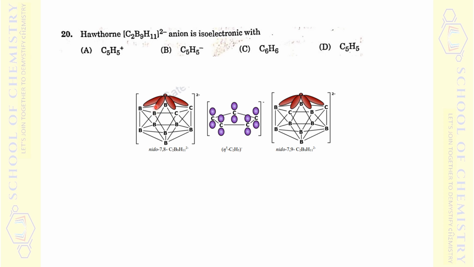In a similar way, this species C2B9H11 2 minus can also give eta 5 mode, and that's how they are similar. But how they are isoelectronic, I really do not know. From all considerations I tried, I could not make out that these two are isoelectronic. If any one of you knows how the isoelectronicity of these two species can be proved, please let me know in the comment section.